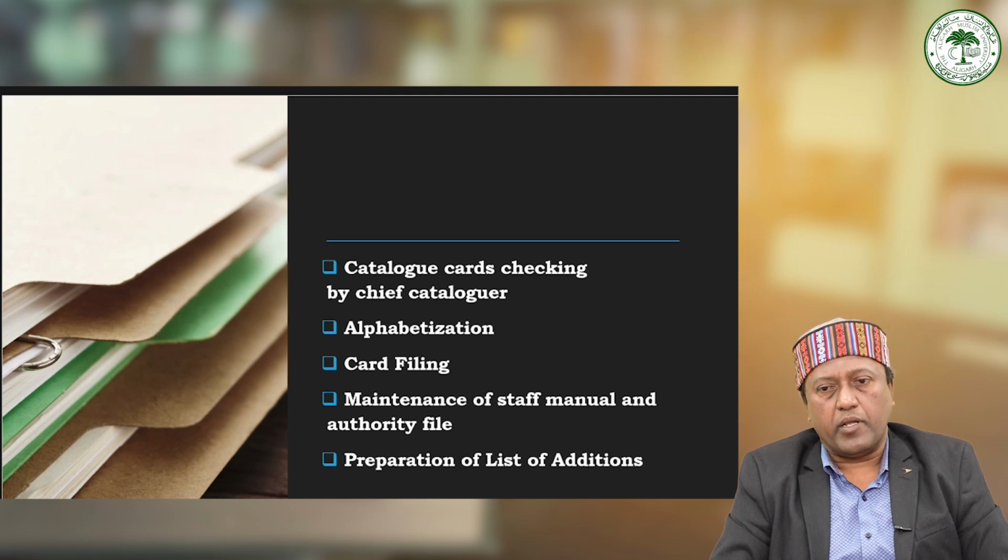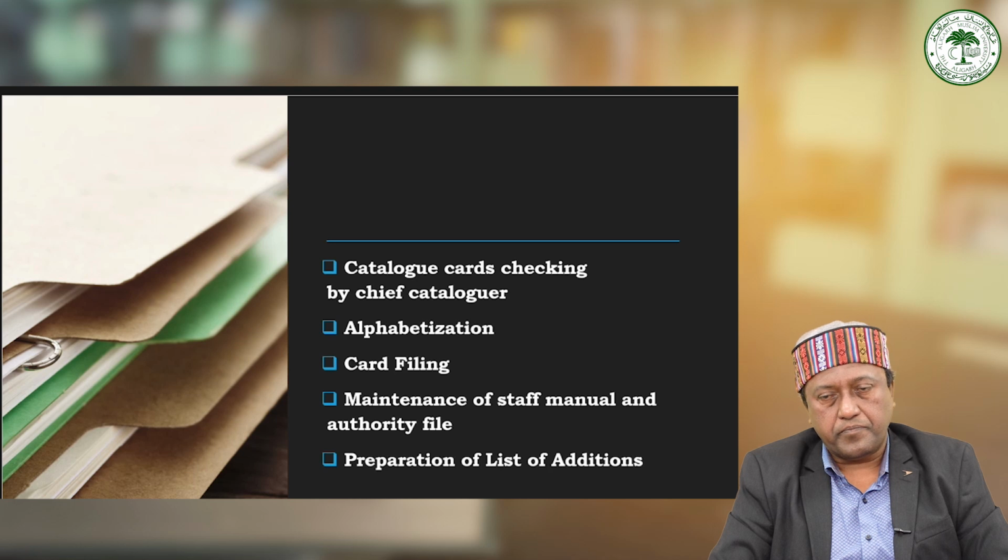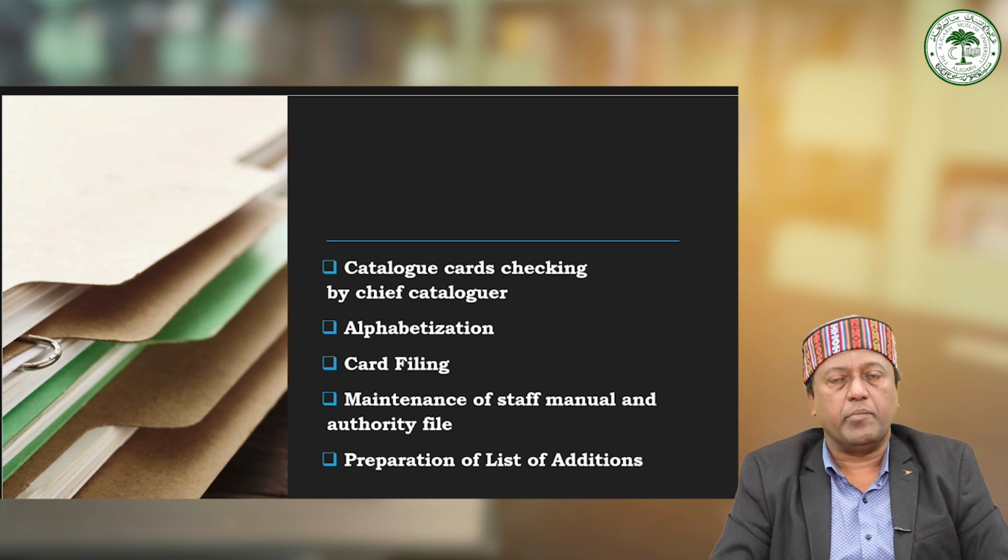Once this comprehensive review process is complete and all necessary adjustments have been made, the books are deemed ready for shelving. Simultaneously, the catalog cards are prepared for filing in the catalog and the shelf list cabinets, ensuring that the library's collection remains organized and accessible to patrons. Once this is done, the process of alphabetization starts. The next step in cataloging is alphabetization.